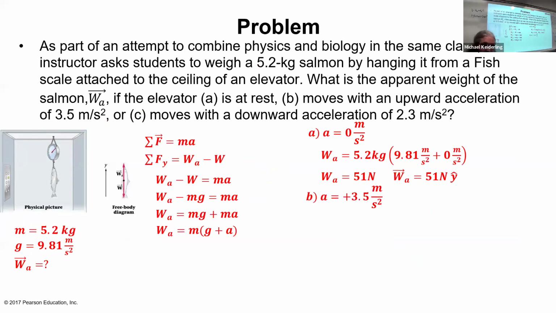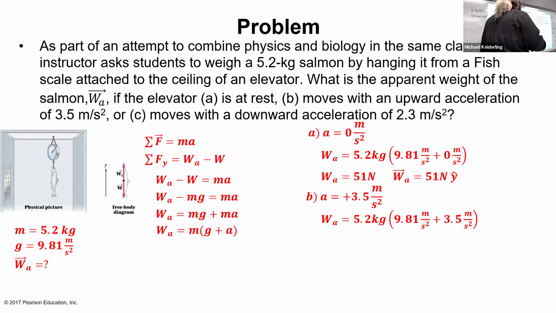So for B, acceleration is plus 3.5 meters per second squared. So we plug that in. Apparent weight is going to be 5.2 kilograms times g plus 3.5 meters per second squared. If they're accelerating upwards, your apparent weight will be larger. So the apparent weight will be the larger 69 newtons, or 69 newtons upwards.